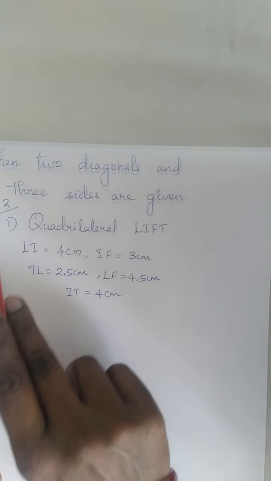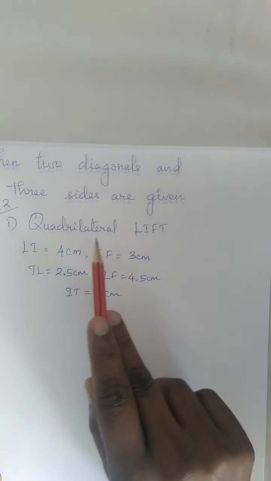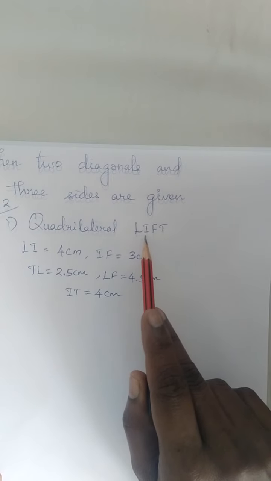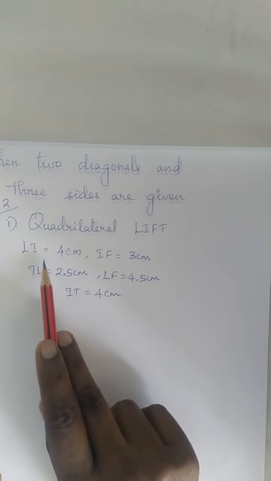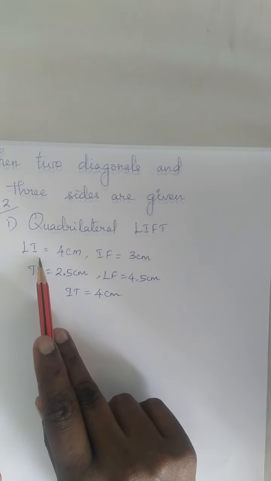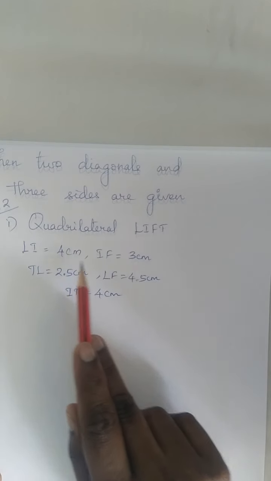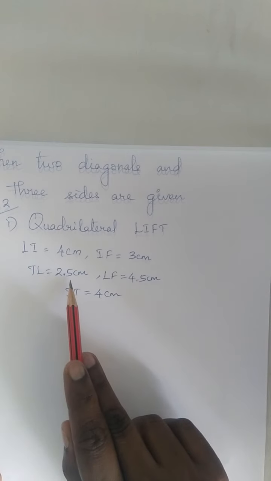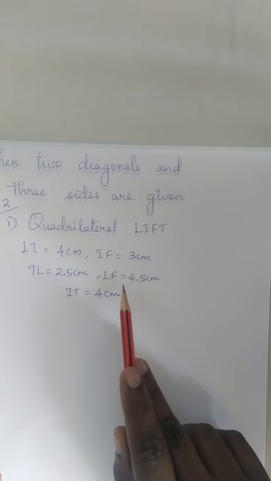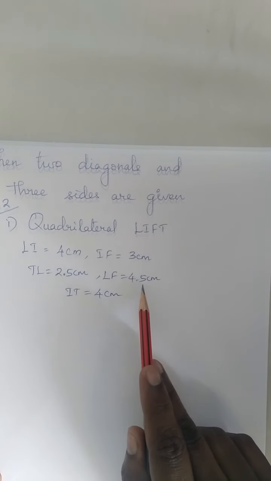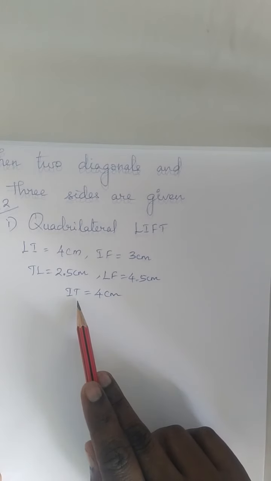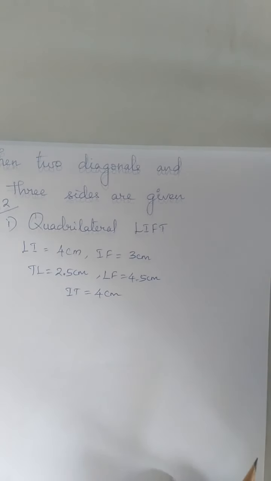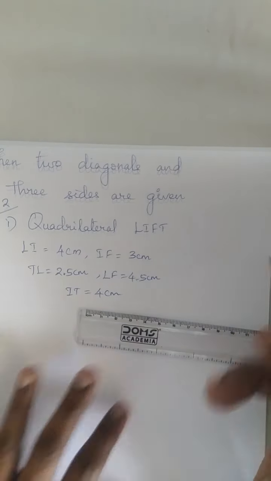So exercise 4.2, question 1, in that sub question 1, quadrilateral LIFT, L-I-F-T, and the given measures are LI 4 cm, IF 3 cm, TL 2.5 cm, LF 4.5 cm, and IT 4 cm. So to construct the quadrilateral LIFT, let's draw the rough diagram first.